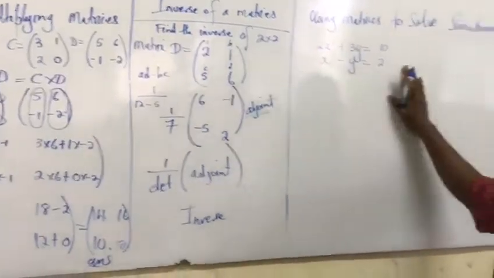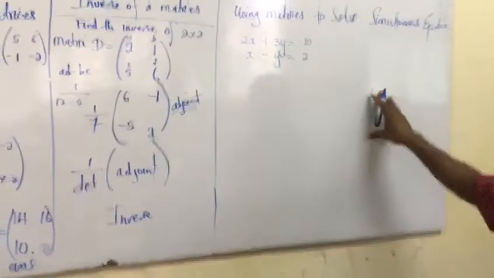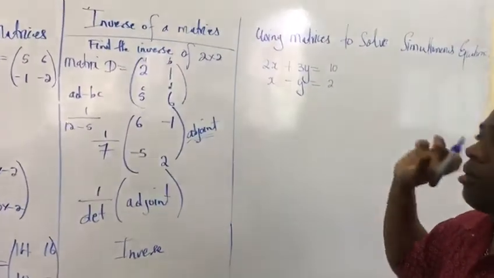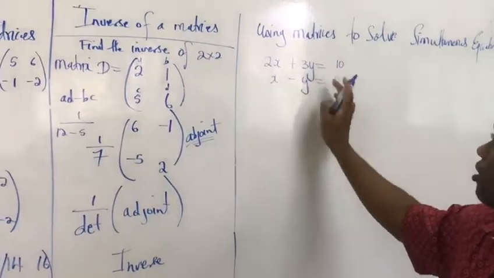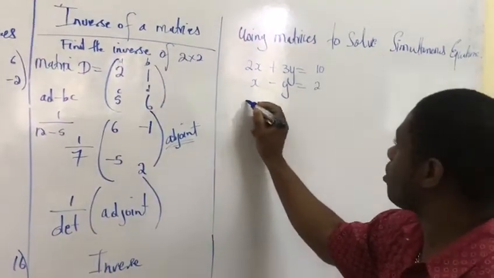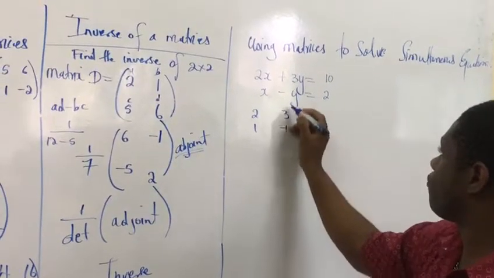Alright. Now we're going to solve this simultaneous equation using the matrices method. Now the first thing we need to do is to actually put it in matrices form. Now we're going to take the coefficient of x and y, coefficient meaning the number in front of x and y. So that will be 2, 3, 1, negative 1.